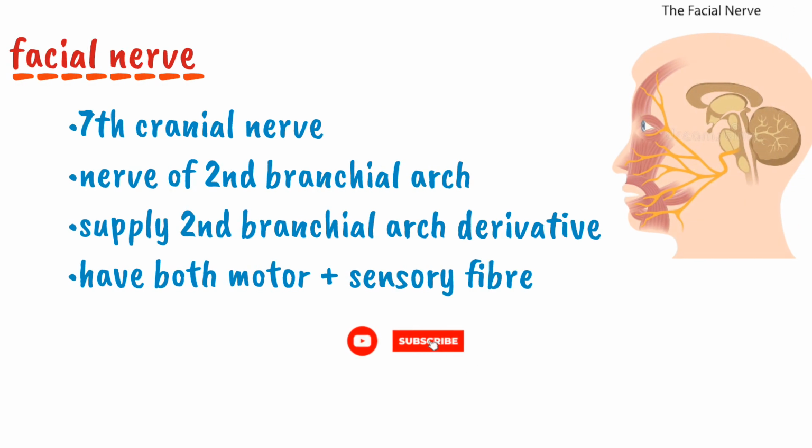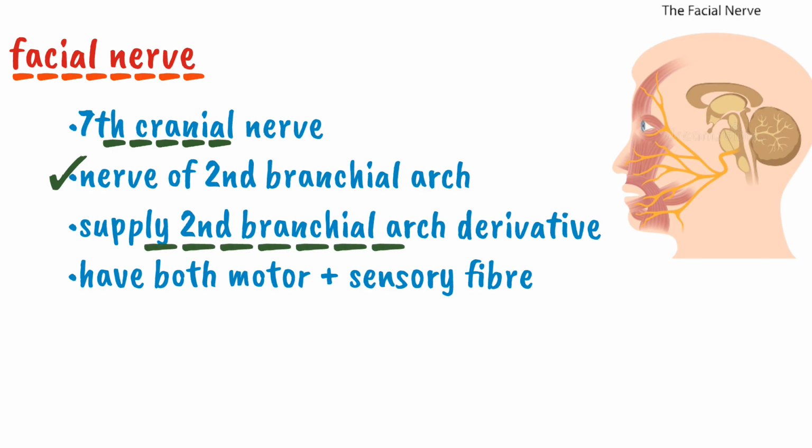Facial nerve is the seventh cranial nerve. It is also called the nerve of the second branchial arch, meaning that all of those structures which embryologically develop from the second branchial arch will be supplied by the facial nerve. The facial nerve has both motor fiber and sensory fiber. That is why it is also called a mixed nerve.